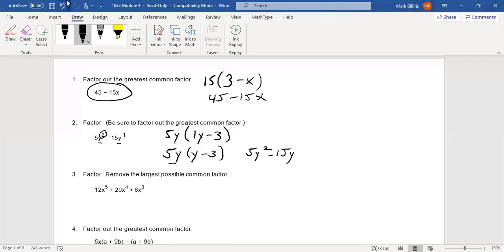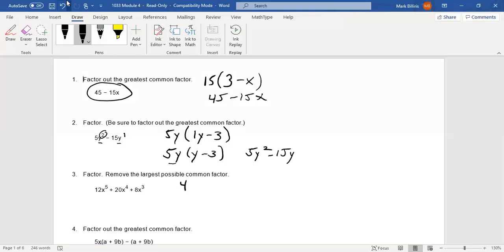Our next problem, again, we're going to remove the largest possible common factor of 12x to the fifth plus 20x to the fourth plus 8x cubed, or to the third power. So again, what you're going to do is compare 12, 20, and 8. What's the largest number that divides into all three of those? And that would be 4.